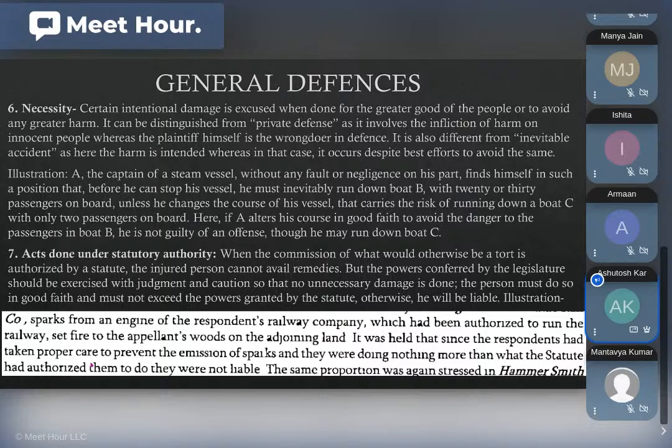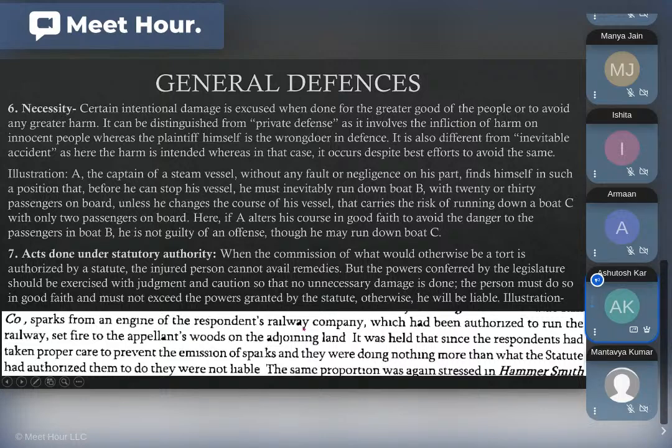The same proportion was against Treston in another case. So let me make it clear, this is not inevitable accident, because यहाँ पे शायद से वो fire को मतलब prevent किया जा सकता था, लेकिन the fact is the company was under the legal authority to do so, and जब तक उसने कोई negligent काम नहीं किया है, proper care लिया है, तब वो जो भी damage होता है, they are not liable for it.